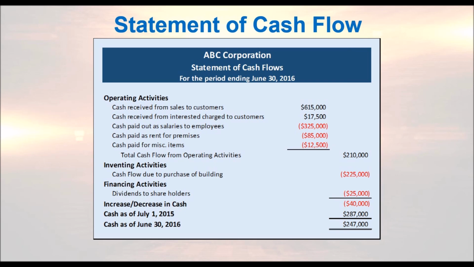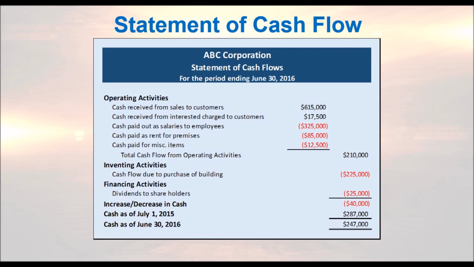Operating activities is the cash that you receive from sales to customers, interest that you charge, cash that you paid out as salaries, where it would be negative. The cash that you receive from customers would be positive. Rent that you paid out would be negative. Any cash going out is negative. Cash coming in would be positive. So the net cash flow from operating activities was 210,000 positive. See, 210,000 actually came in.